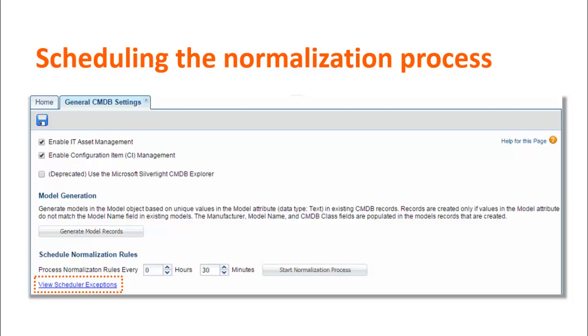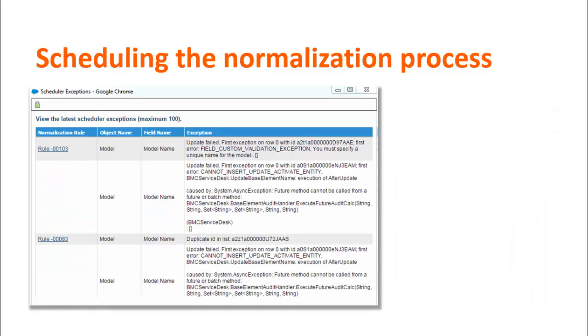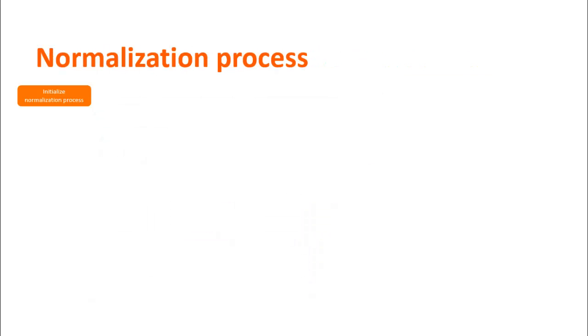To view the errors that are generated during the normalization process, click View Scheduler Exceptions. You can view a maximum of 100 most recent exceptions. During each scheduled run, the normalization process checks for active normalization rules and ignored value rules that were created or updated after the last scheduled run.